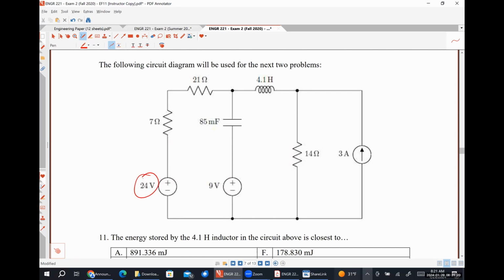Is 24 volts constant? Is 9 volts constant? Is 3 amps constant? This is a DC circuit.